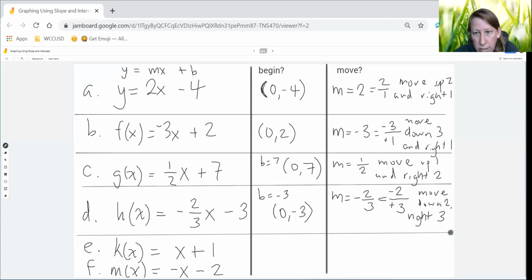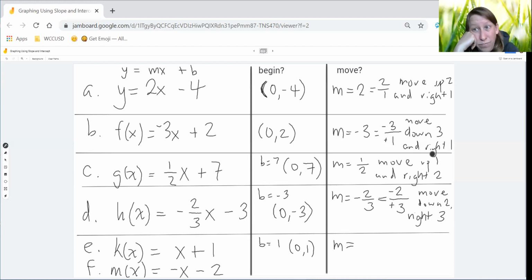All right, ooh, these last two look like fun, a little tricky. We can handle this. All right, what's the beginning point here? Good, it's just 1. Okay, so that's the point 0, 1. Whoop, just 1 up from the origin. Okay, what about the coefficient? What about the slope? What about the number in front of x?